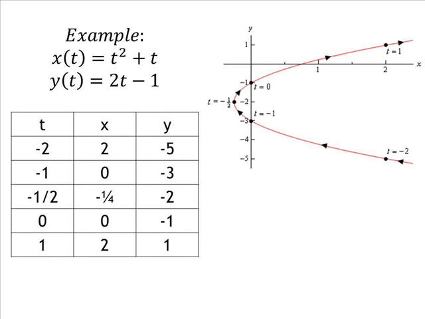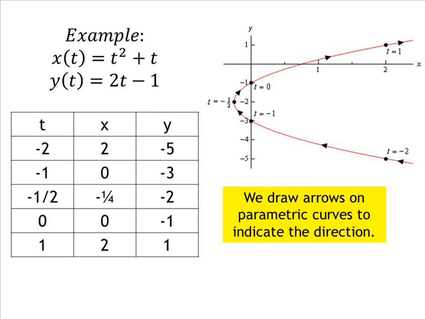If we plot these 5 points and connect them with a smooth curve, we can see that these equations describe an object traveling along a parabolic path. There's the point (2, -5) at time t equal -2. There's (0, -3). There's (-1/4, -2). (0, -1). And finally (2, 1). Notice that we need arrows on the graph in order to show the direction of the object's path as time flows from negative to positive.